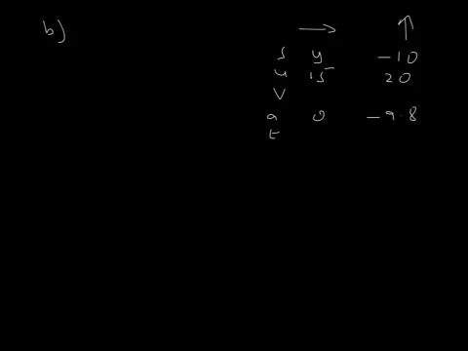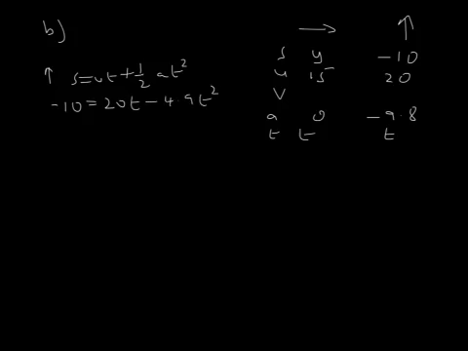So let's work out t from the vertical component. So s equals ut plus half at squared. So minus 10 is 20t minus 4.9t squared. So there's a quadratic equation to solve. 4.9t squared minus 20t minus 10 is 0. Use the formula and we get a positive and a negative value. The positive value is 4.532.